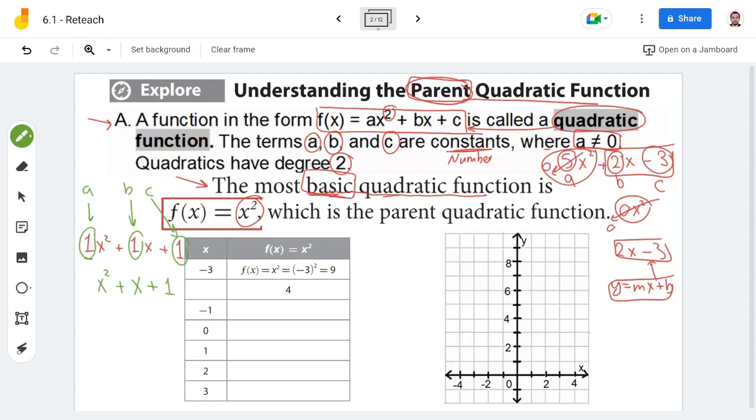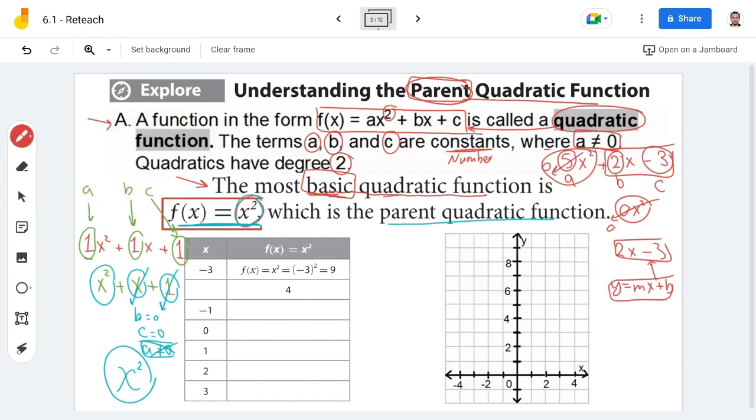Now if I ask you, b is equal to 0 and c is equal to 0, write for me the function. If b equals 0, c equals 0, a cannot equal 0. Don't put a equals 0. This is wrong. So you can put b equals 0, c equals 0. If we put this one equal to 0 and this one equal to 0, my function remains x to the power of 2. So that's the parent or the main function of the quadratic function. That's why the most basic function is f of x equals x to the power of 2, which is the parent quadratic function. Now, how does the graph of the quadratic function x to the power of 2 look?